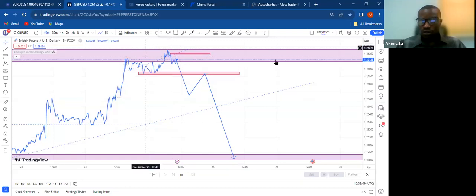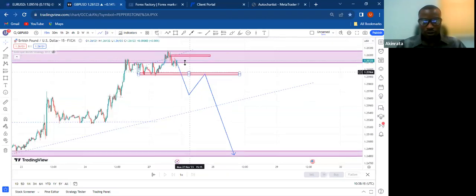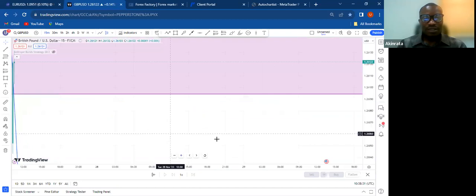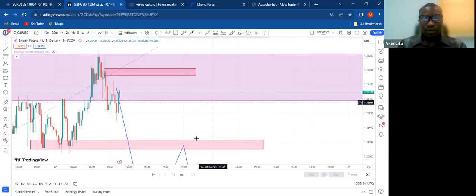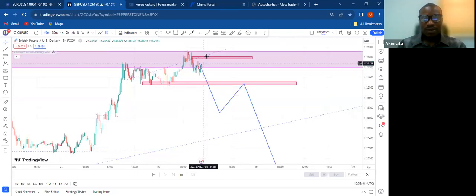So I'm looking forward to sell at 1.26200. So let's look at this zone. If price rejects this level, then we'll sell. But if price breaks out that level, we continue buying. So let's hold on for GBP/USD to decide where it wants to go. But the main thing is what I'm seeing here: price at a very, very strong resistance. Let's see if price rejects this level, then we sell. The level is 1.26200.